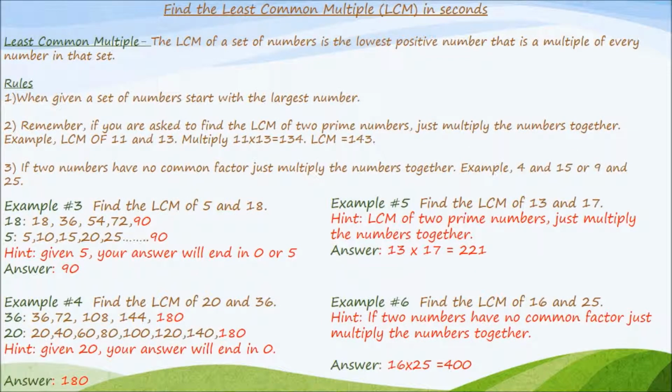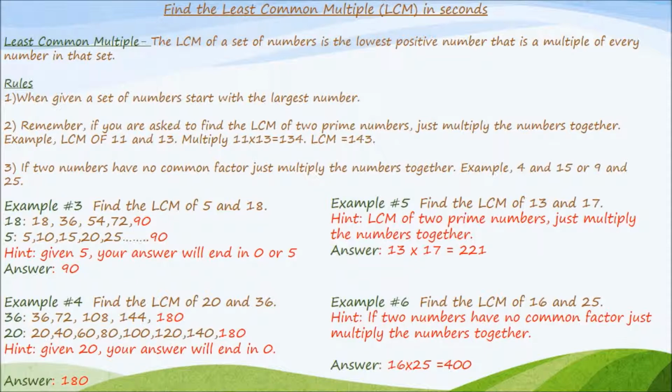Example 3. Find the least common multiple of 5 and 18. We have 18 times 1, which is 18, 18 times 2, 36, 18 times 3, 54, 18 times 4, 72, 18 times 5 is 90. Then if we take 5 times 18, we also get 90. Therefore, our least common multiple is 90.